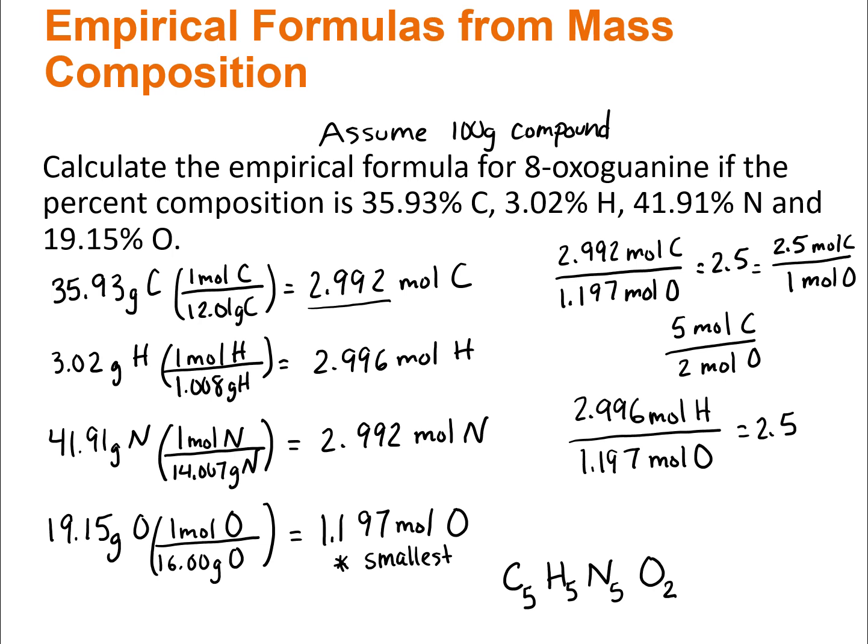So when you've got more than 2 elements, you use the smallest one and divide all the bigger ones by that. That will give you your ratio. Are there any questions? Or do you just need some practice?